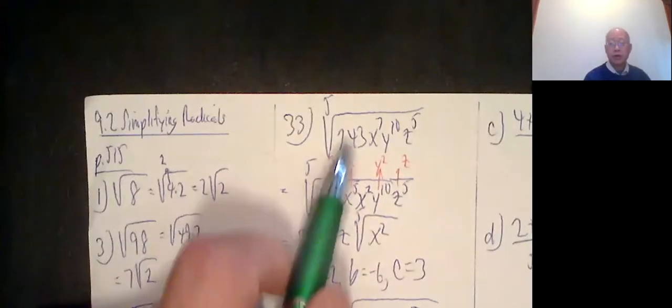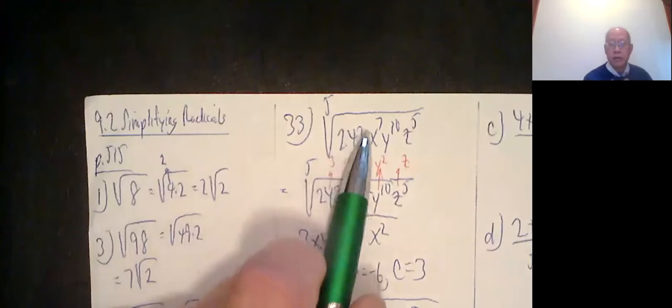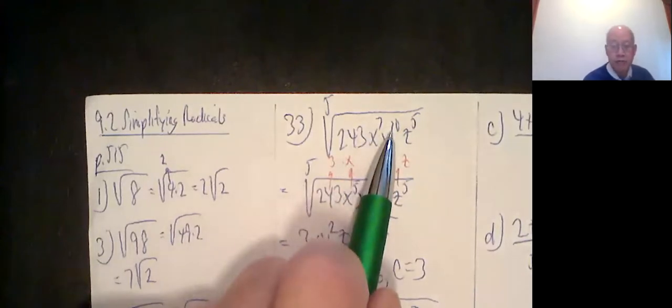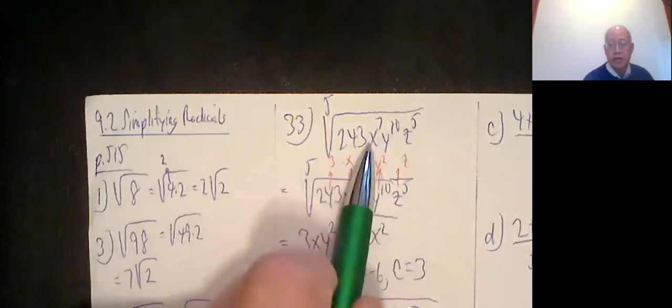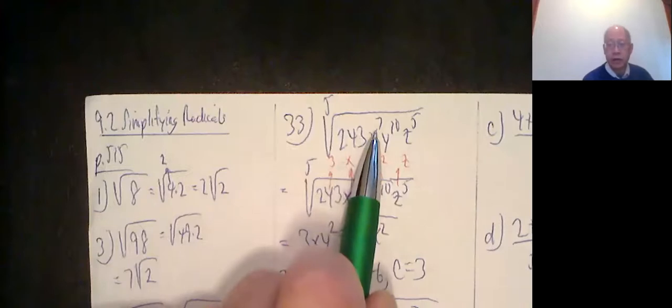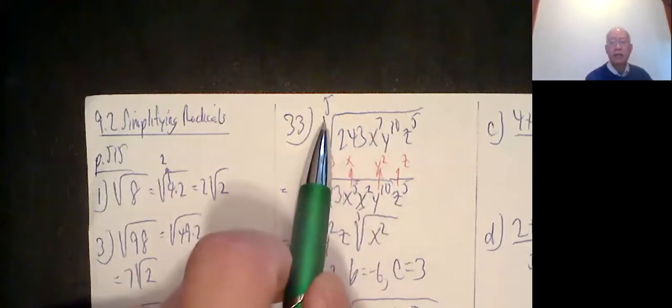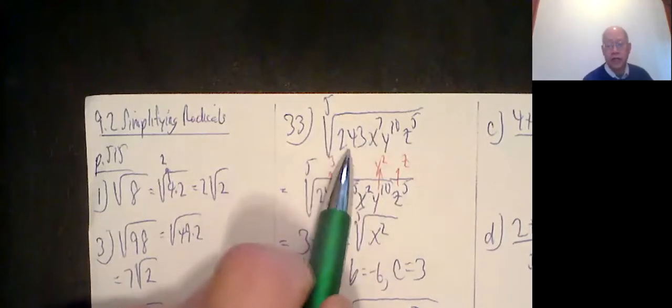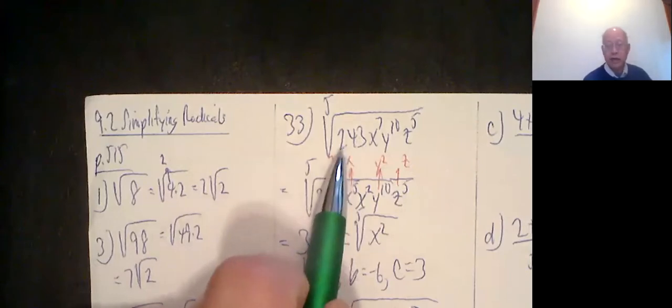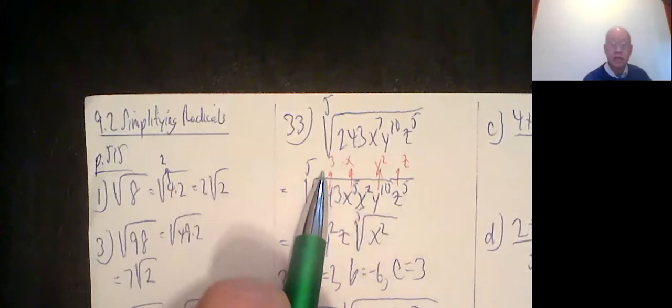Okay, 33, we want perfect fifth powers. Okay, basically, you want all of these to be multiples of 5. This is already good. That's a multiple of 5. This is a multiple of 5. This is x to the 7th. So I'm going to write that as x to the 5 times an extra x squared. Now, believe it or not, the fifth root of 243 is a nice number. That's 3. Okay. So how do you know that? Just try 3. 3 times 3 times 3 times 3 times 3 is 243.